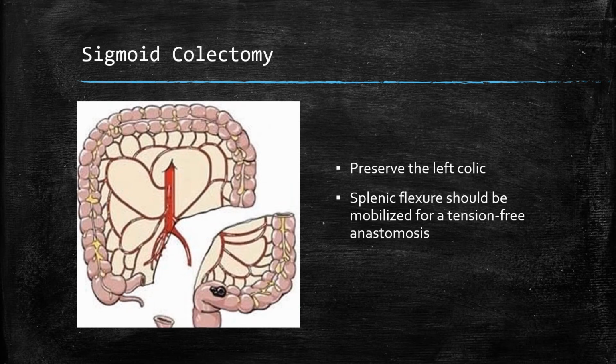When doing a sigmoid colectomy, you need to preserve the left colic artery. That means you'll divide the sigmoidal arteries and the superior rectal artery near their origins. Most patients will require mobilization of the splenic flexure for a tension-free anastomosis.